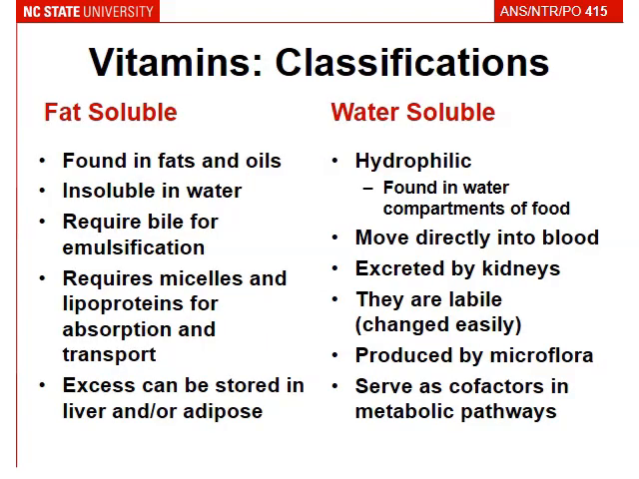So what are our vitamin classifications? Well, our vitamins can be classified by their hydrophobic state. So we have two classifications, our fat-soluble and our water-soluble vitamins. Our fat-soluble vitamins are hydrophobic, so they are found in fats and oils, and they are insoluble in water, which is also referred to as hydrophobic.